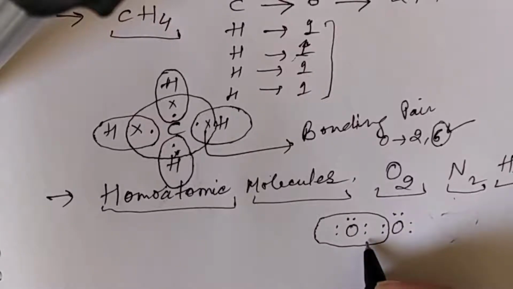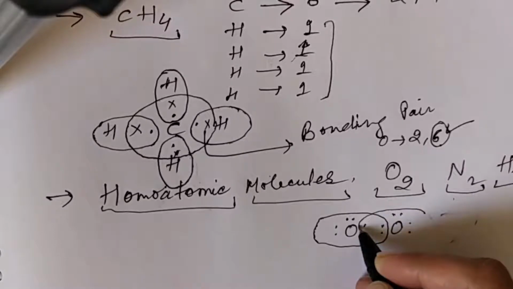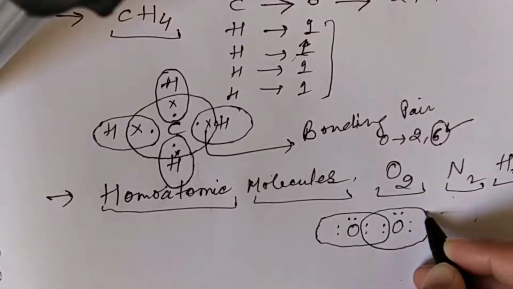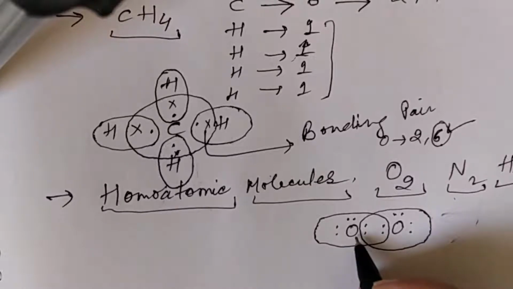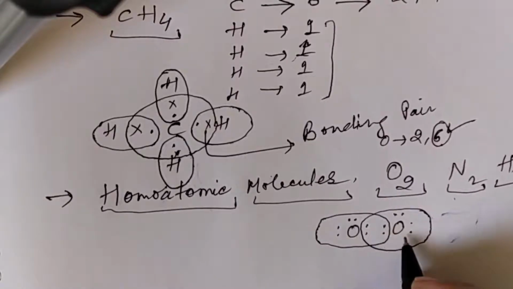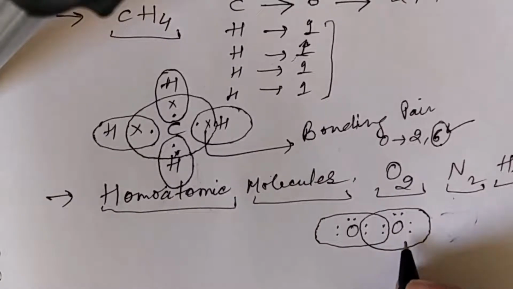In this case, this oxygen atom has also completed its octet by sharing these 2 electrons from the other oxygen atom. This is how the 2 oxygen atoms are forming 2 covalent bonds with each other.